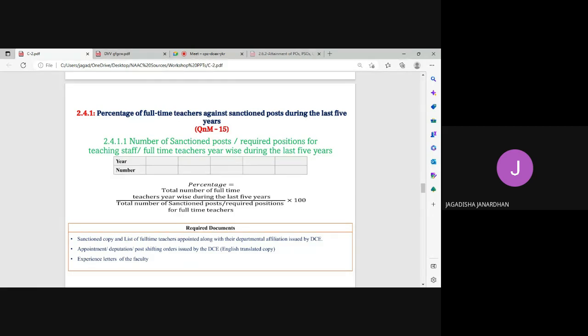Here the sanctioned posts you need to take department wise, and full-time teachers are whoever are appointed for more than 90% of the UGC workload. So only those full-time teachers can be considered here, and it will be awarded 15 weightage.